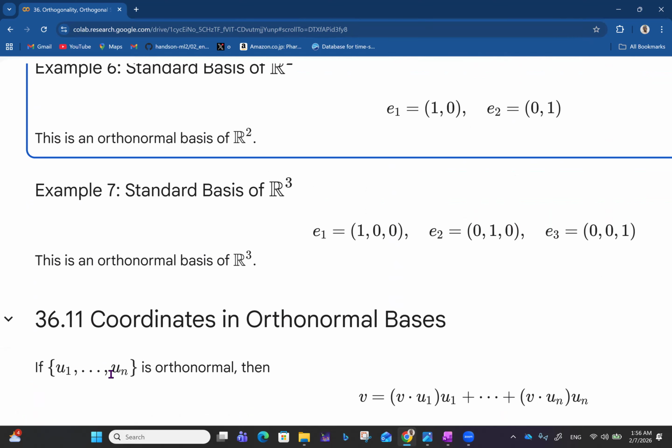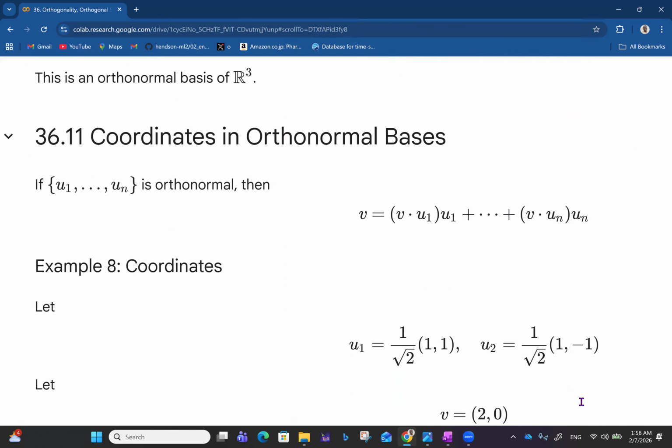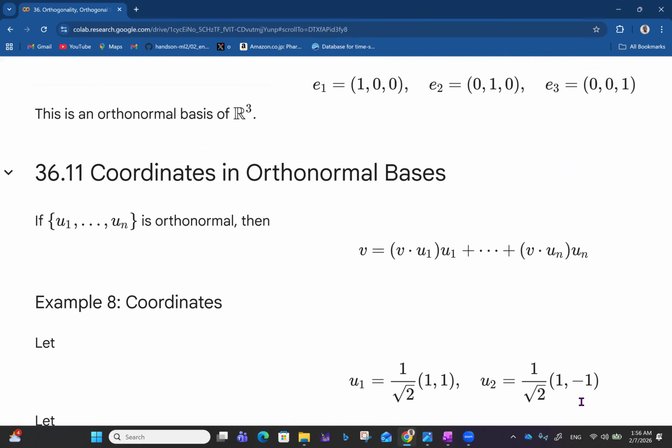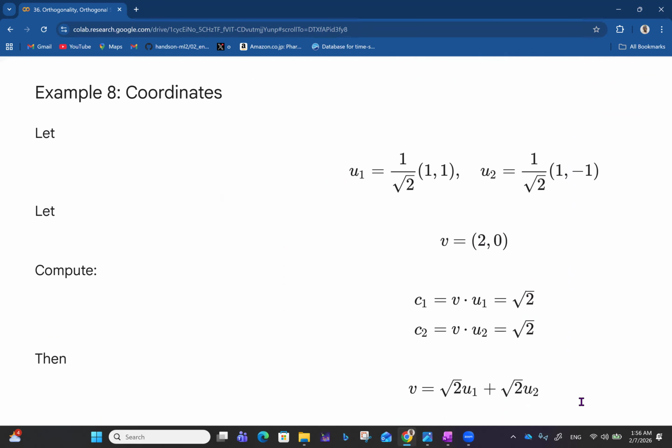So if you have the set of vectors u1 up to un, which is an orthonormal set, then a particular v is equal to v dot u1 times u1, plus you keep going like that, plus v dot un times un, with the un outside. So imagine if you need coordinates in orthonormal basis, see how this works.